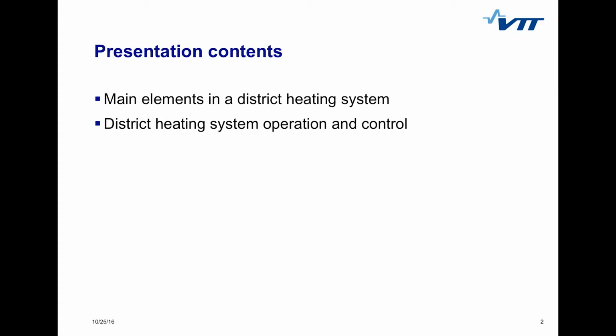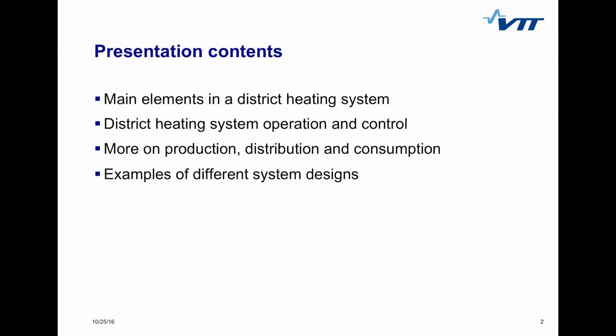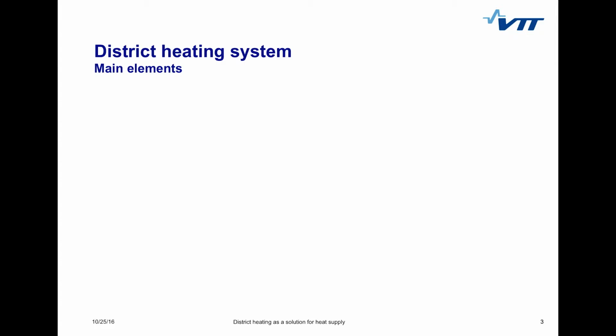So here are the presentation contents. First I'm going to describe the main elements in a district heating system. Then I'm going to discuss district heating system operation and control, then something more on production, distribution and consumption within a district heating system. Then some examples of different kinds of system designs, and lastly a summary. So the aim of this first slide is to describe the main elements in a district heating system as a starting point for the presentation.